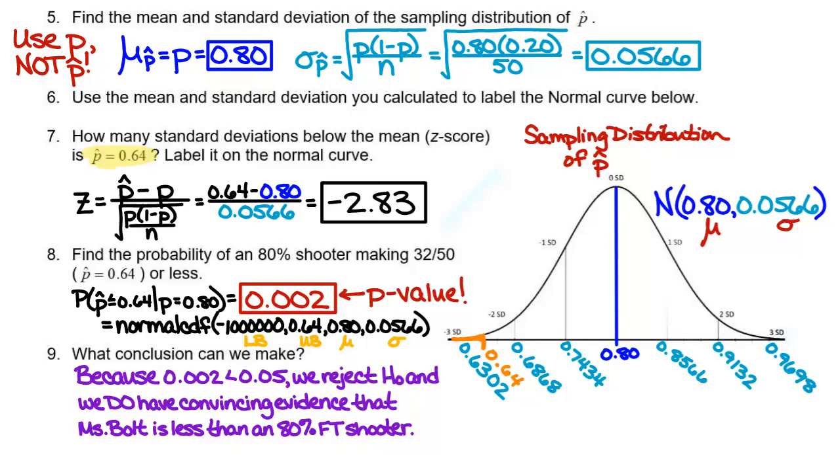You do not have to calculate a p-value, I don't believe, on this homework. That comes on the next homework. You guys okay if we go look at number 10?